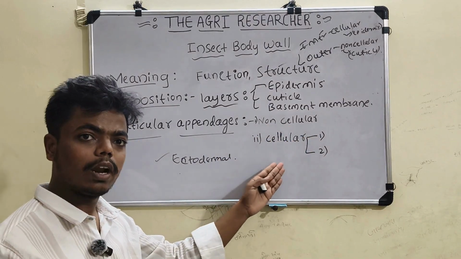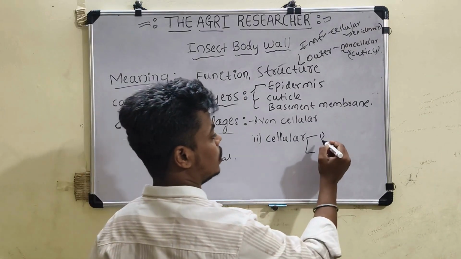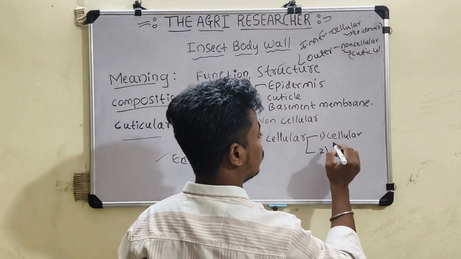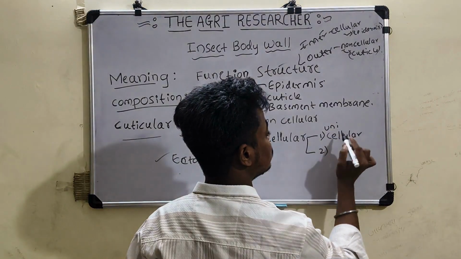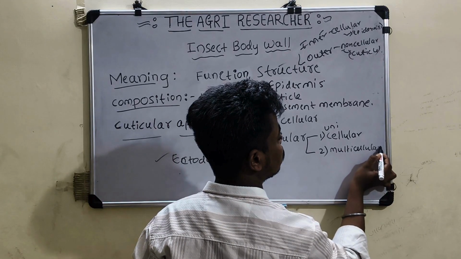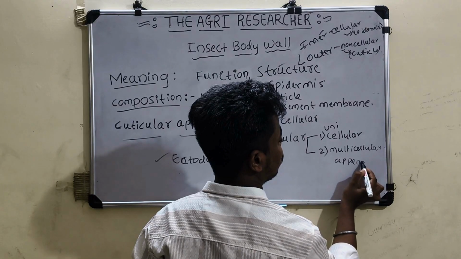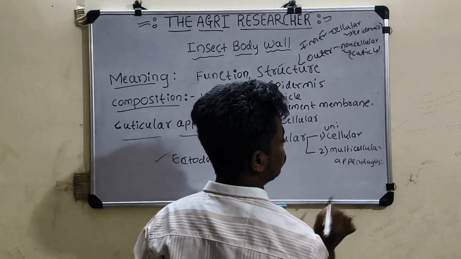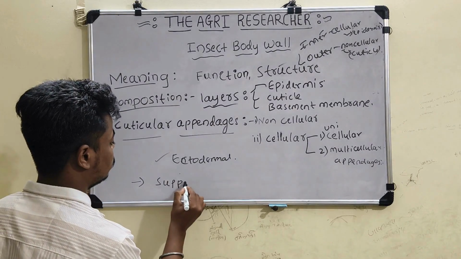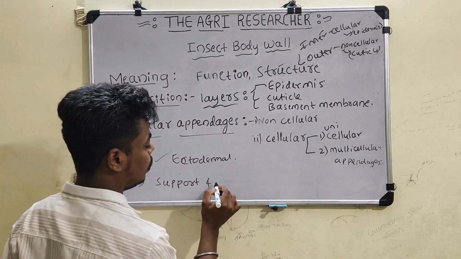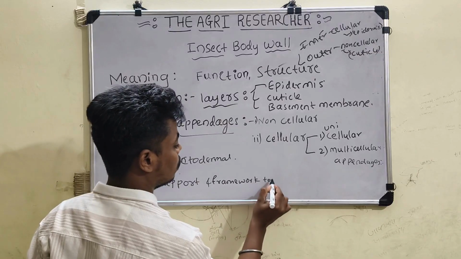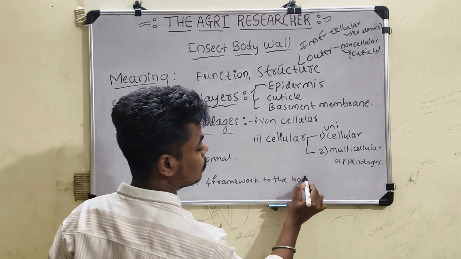Here two more types will come: non-cellular and cellular, and again the cellular appendages are of two types: unicellular appendages and multicellular appendages. It also gives support and framework to the body of the insect.